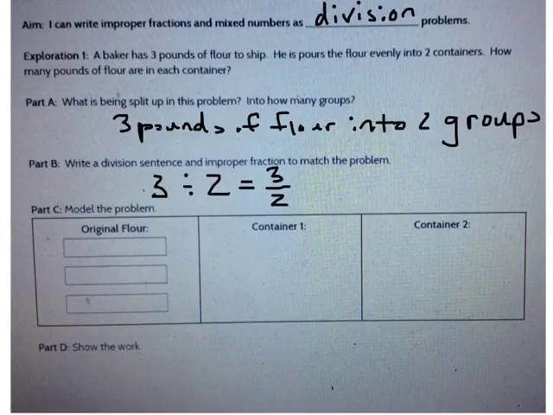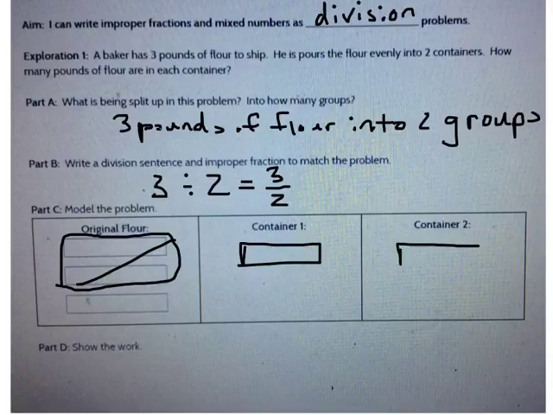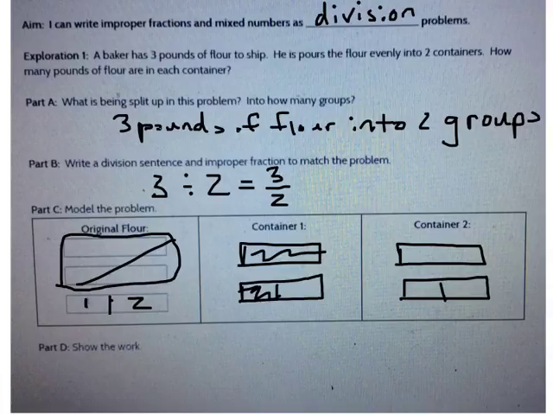Now let's model the problem. I know that if I'm splitting 3 into 2 groups, I can take them 2 at a time. Here's 2. And I can put 1 in each group. I have 1 left, so I don't have enough to put a whole 1 into each group. I've got to split it into 2 pieces. One half goes in container 1, and the other half goes in container 2. So 1 1/2 pounds of flour can go in each container.